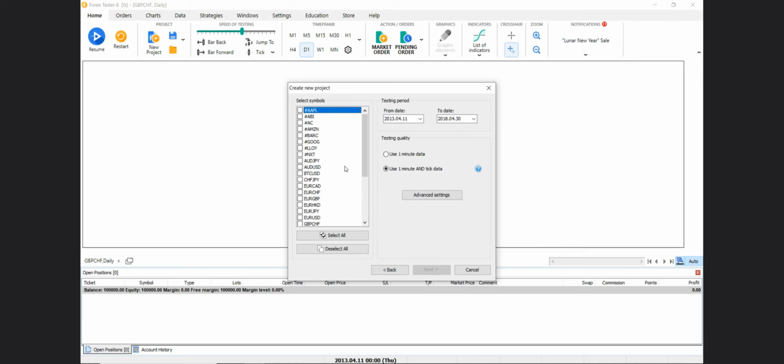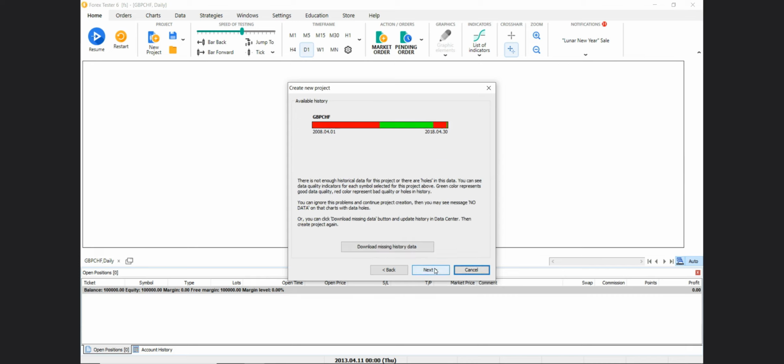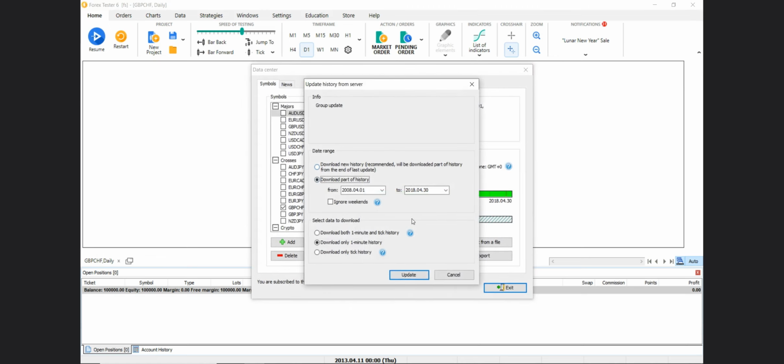Now I'm going to do this one on the pound Swiss. I think I'm just going to need to reload it. This is done on FX Tester 6, as many of you know. I want some price action data to go off, so I'll load it from 2008, let's say, and then I'll skip it ahead.